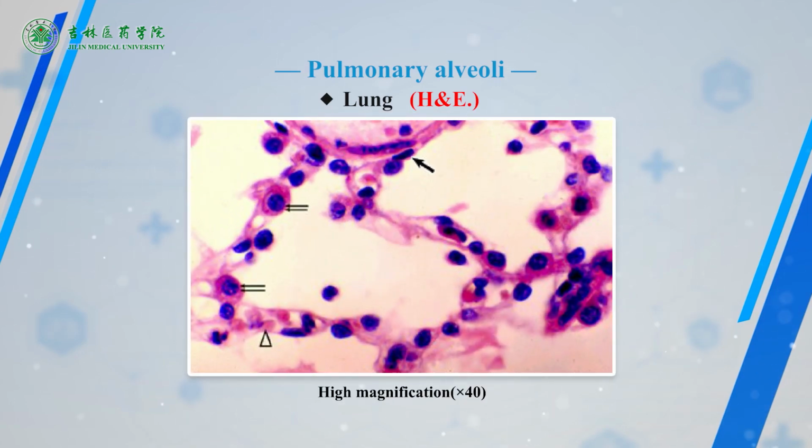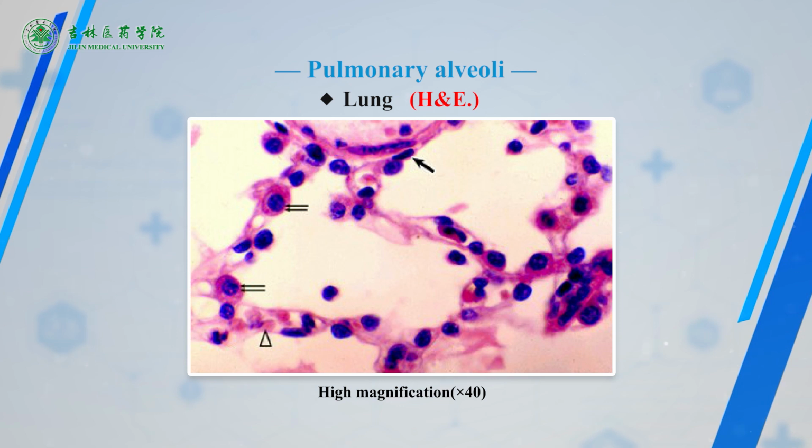Pulmonary alveoli. Pulmonary alveoli appear as numerous sac-like structures with irregular form and various sizes. Between the alveoli, there are alveolar septa. The surface of the alveoli is lined with type 1 cells. The arrow indicates simple squamous cells, and type 2 cells. The double arrow indicates secretory cells.